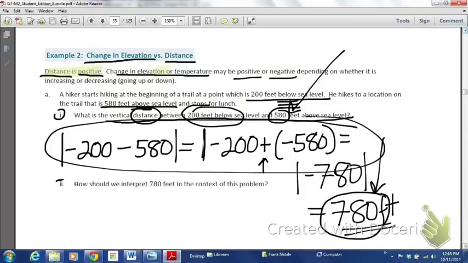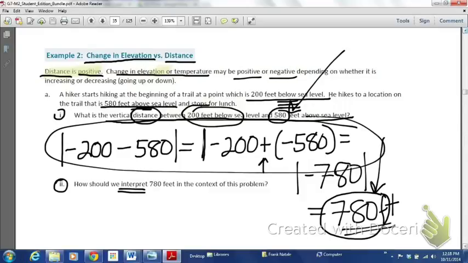So, this part 2 here asks you then, how should we interpret, you're going to see this word, get used to this word, interpret 780 feet in the context of this problem. When we interpret, it means how do we explain, how does it fit into this problem, this idea of being in this context? Well, very, very to the point.